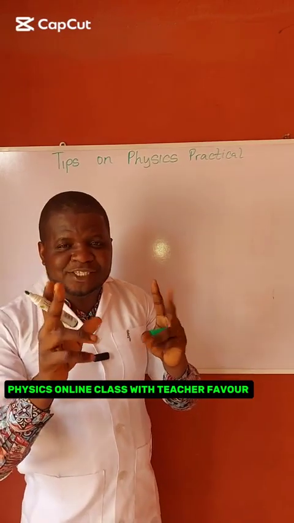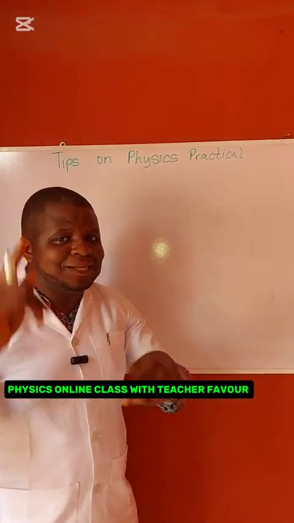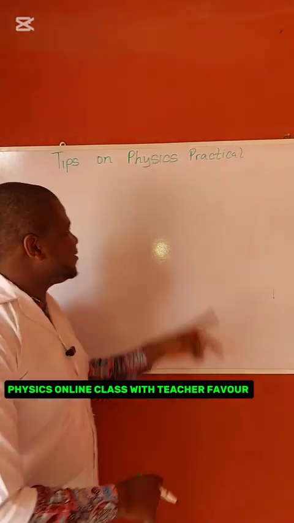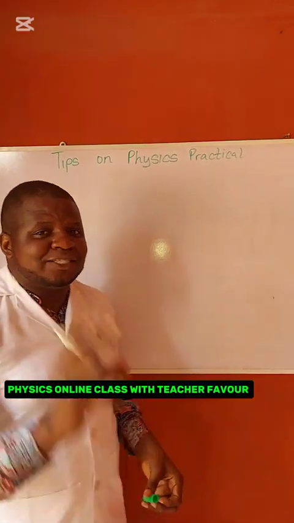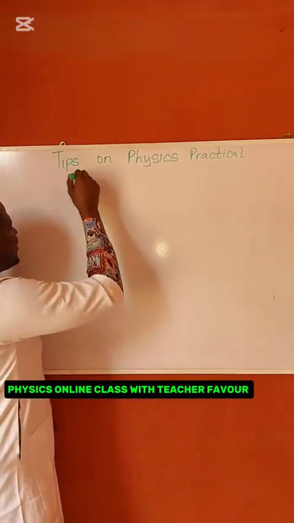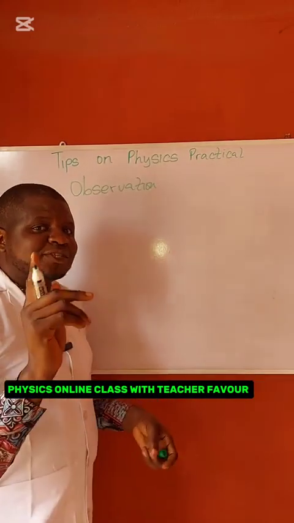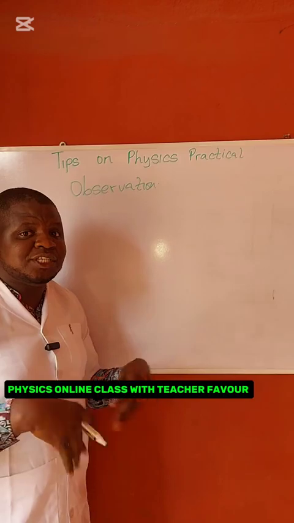Are you preparing for physics practical exam? Come closer. Let me teach you what your teacher may not teach you. The first thing that you're being evaluated in practical physics is what we call observation. Observation talks about your table of values or your table of readings.